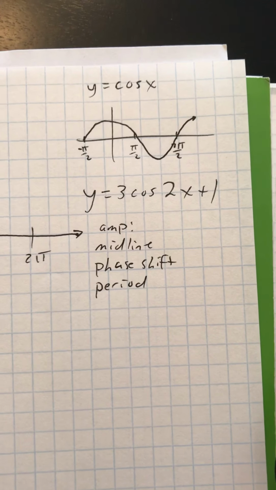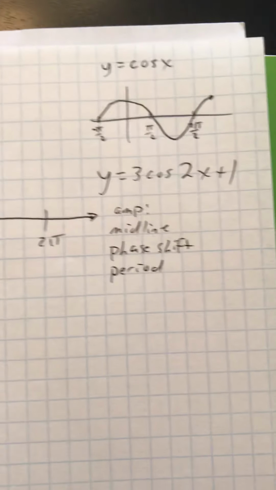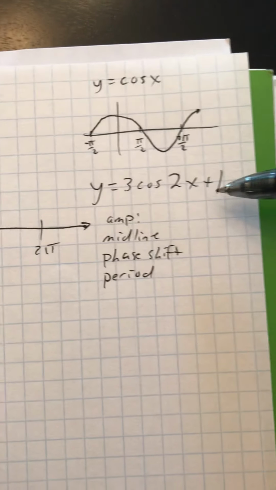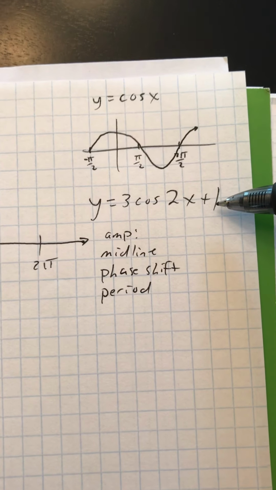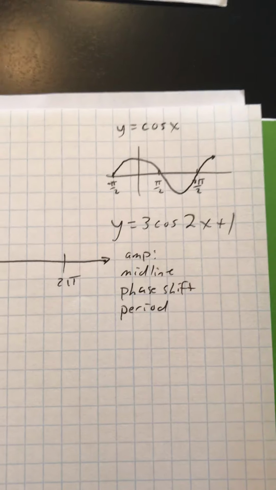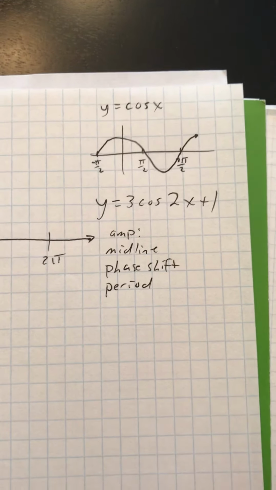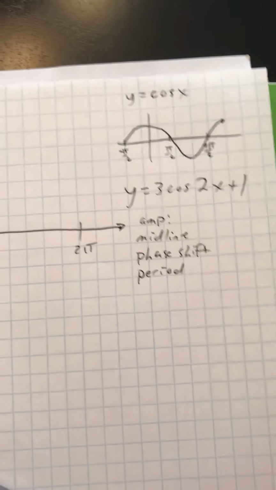In this video, I'm going to look at graphing a cosine function. So we're going to look at y equals 3 cosine of 2x plus 1. All right. And I always start out by identifying the key features of the graph.